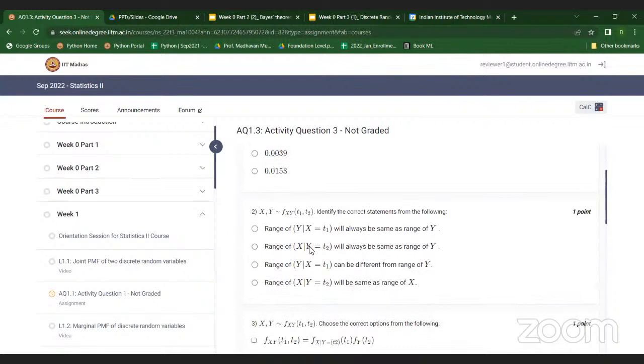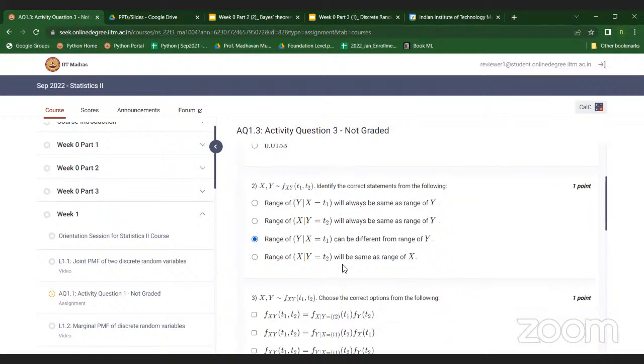Range of X given Y equals t will always be the range of Y. This is definitely not true, because the range should be a subset of X, not Y. Range of Y given X equals t1 can be different from the range of Y. This is true, because there are going to be some values of y for which the conditional probability is 0. That is why the range of Y given X equals t will be a subset of the range of Y.